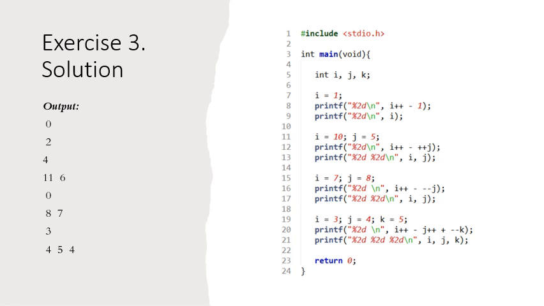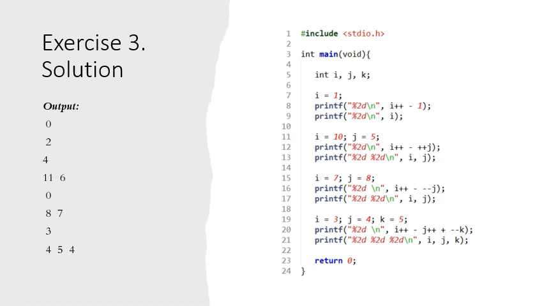And then when we print the value of I and J, now I is already changed, so it will now be 8. And J is now 7. So that's why we have 8 and 7.